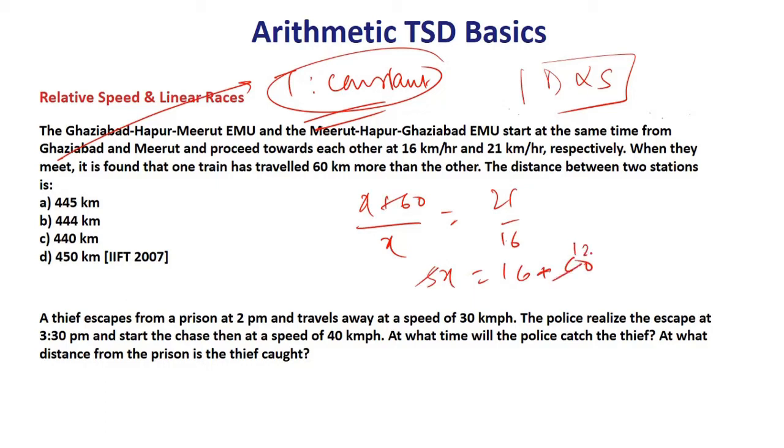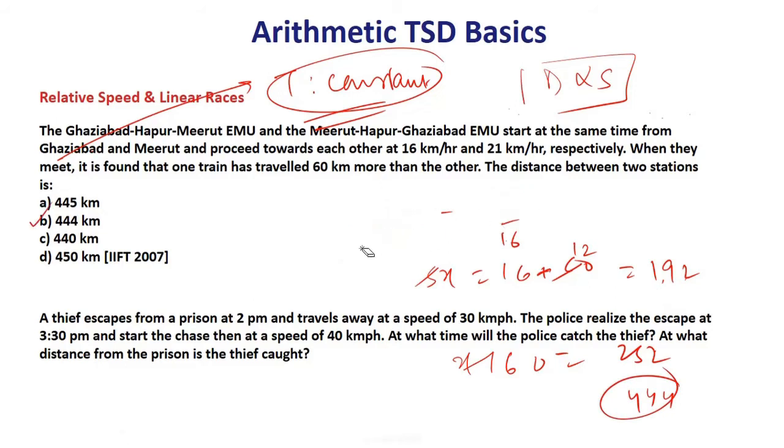So this becomes 16 into 12. So this becomes 192. x plus 60 becomes 252. Just add it: 4, 4, 4. So the answer to this question is 444. Let us understand a few important things here which will help you further in the CAT exam.